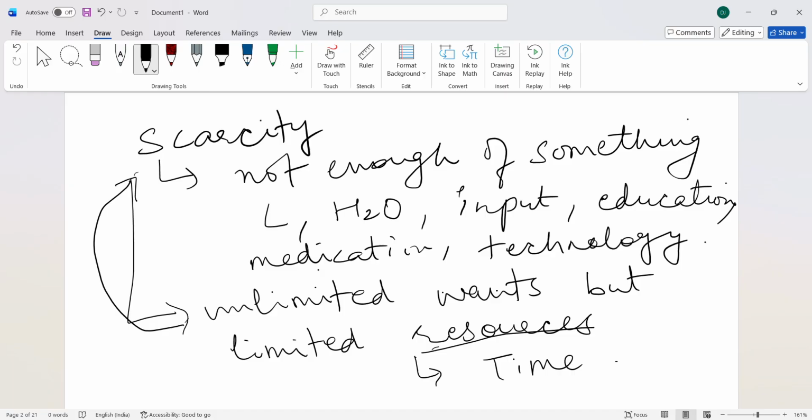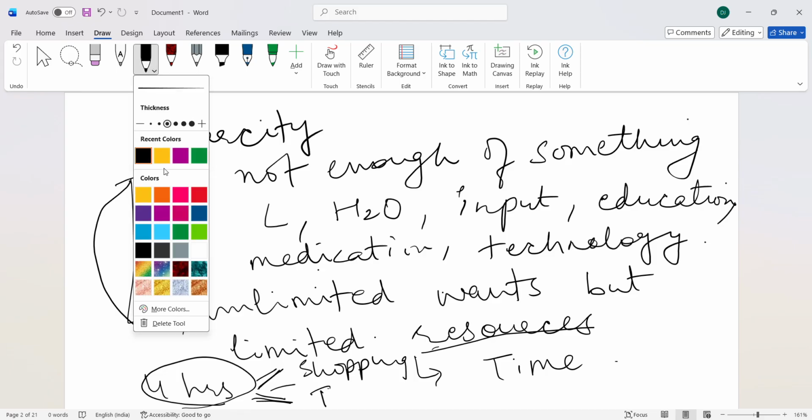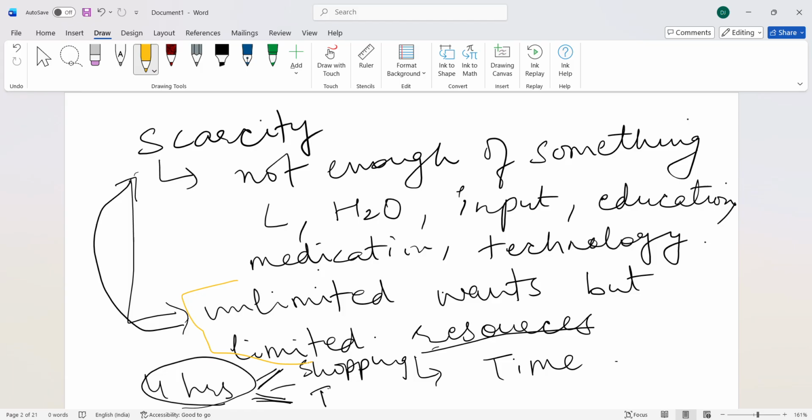Let's say I have only 4 hours, and in those 4 hours I have to do several things. I have to go shopping, I have to watch theater, I have to pick up, let's say, my friend. So it's only limited time, but I have too many things to do. The time that I have is scarce. Scarcity arises because of this concept of unlimited wants but limited resources. That's what you have to understand.